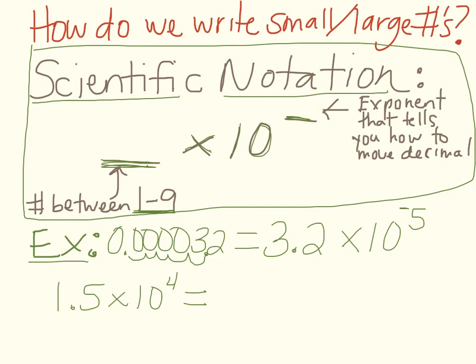Our next example is already in scientific notation. So if you see, we have a 1.5 times 10 to the 4. 4 is how many times we need to move the decimal, and since it's positive, we're going to move it to the right. So if we move that over, it's going to be 1, 2, 3, 4. Fill the empty spaces in with zeros, and that's how you convert out of scientific notation.